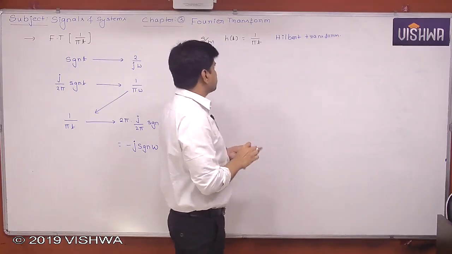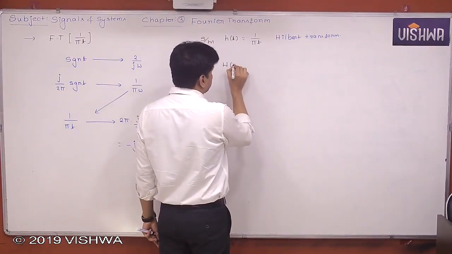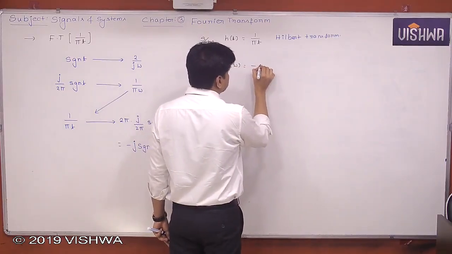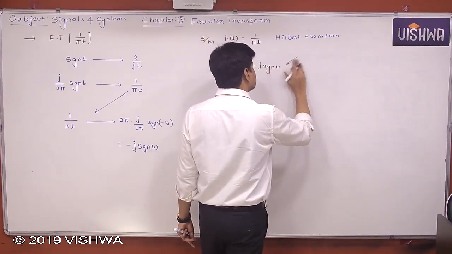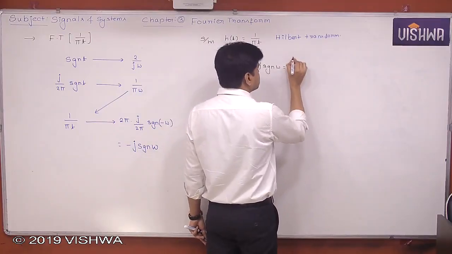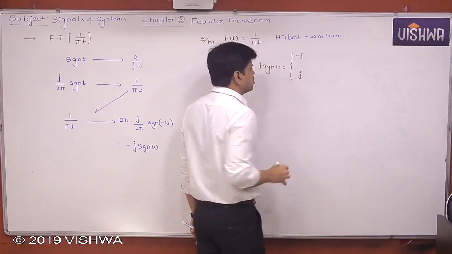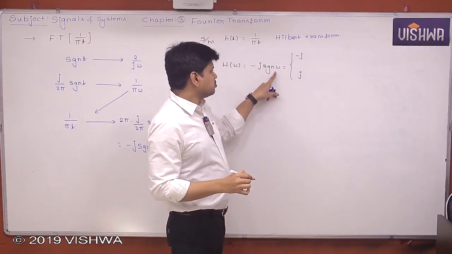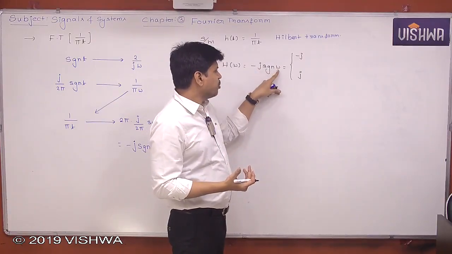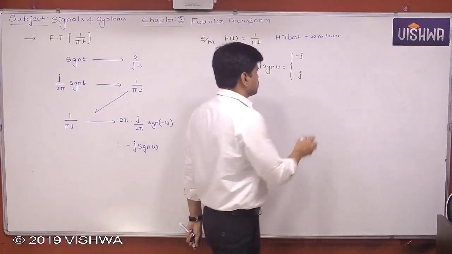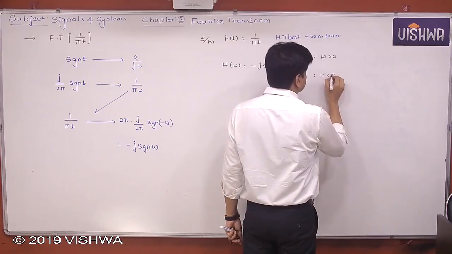What will the system do? Suppose h of t is equal to 1 by pi t. What is h of omega? Which is minus j signum omega. What is this minus j signum omega? It has two values, minus j and plus j. If the signum omega value is greater than 0, then this is going to be minus j. If omega is less than 0, this is going to be plus j.